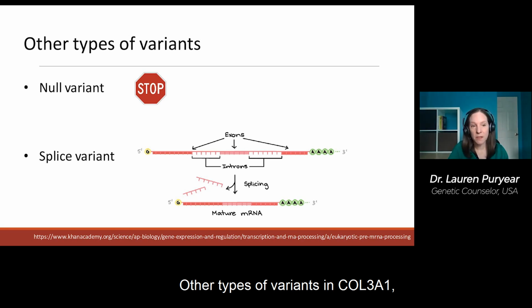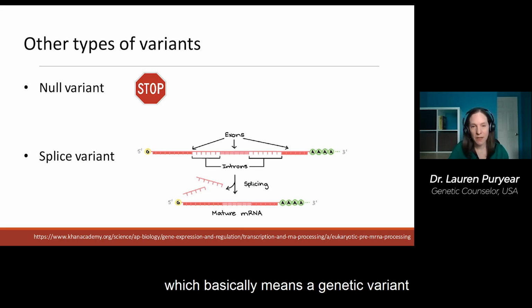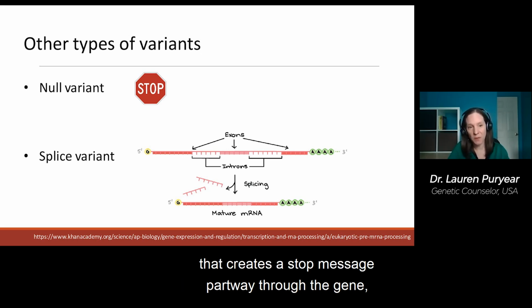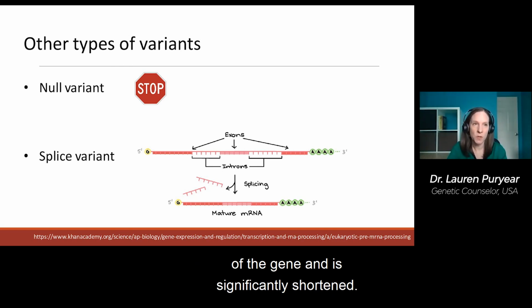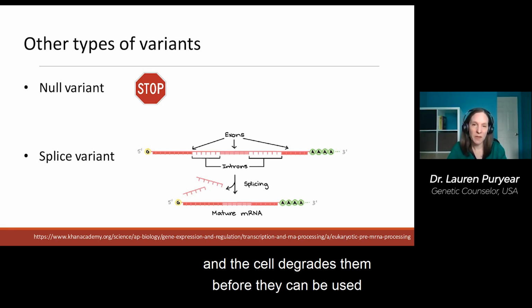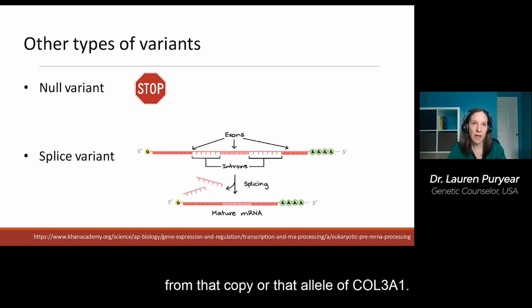Other types of variants in COL3A1 can also cause vascular EDS. You may hear people talk about null variants, which basically means a genetic variant that creates a stop message partway through the gene. So the RNA transcript doesn't include the whole sequence of the gene and is significantly shortened. These shortened transcripts are usually unstable, and the cell degrades them before they can be used in translation. So no protein is actually made from that copy, or that allele, of COL3A1.